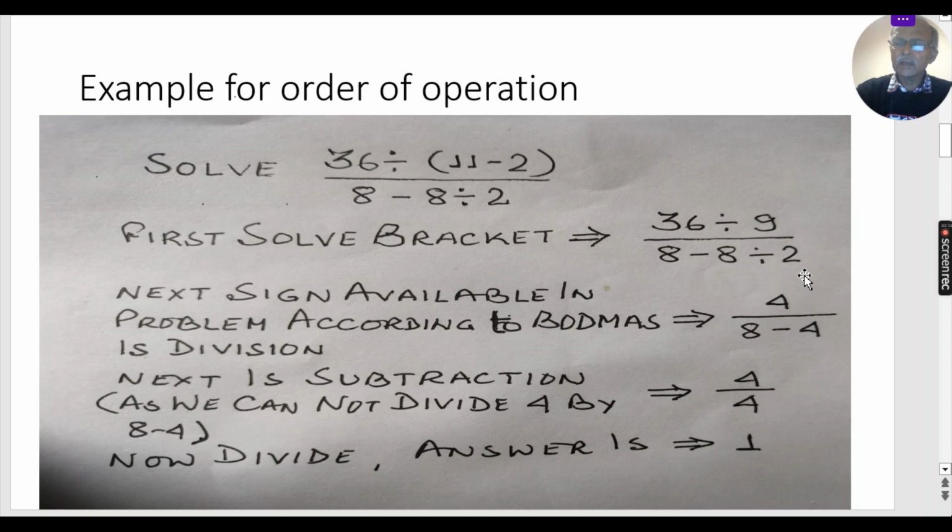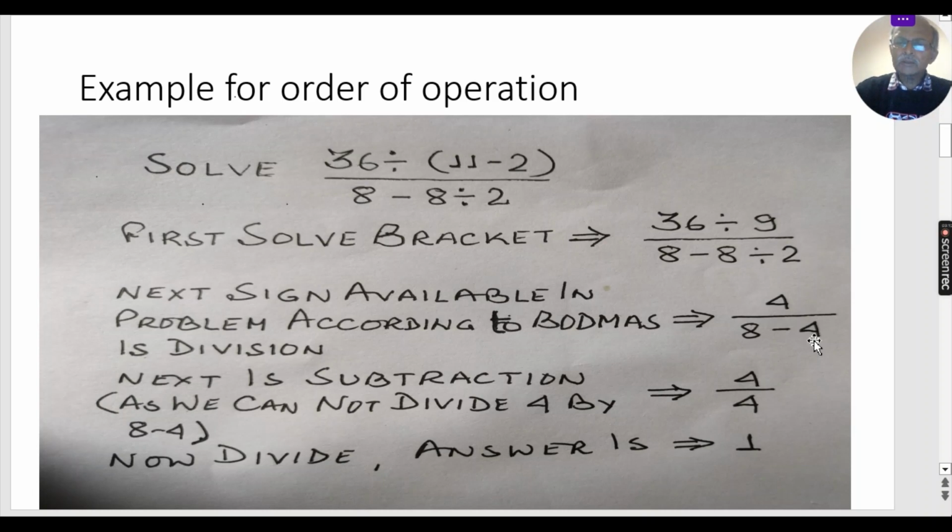Now in BODMAS, the second operation to perform is the others. We don't have anything in others here in the equation, so we will move to the next, that is D. D means division. Here we have two divisions. One is 36 divided by 9 and the other is 8 divided by 2. So first we will perform these. If we divide 36 by 9, this makes 4. And 8 divided by 2 makes 4. So my equation reduces to 4 divided by 8 minus 4.